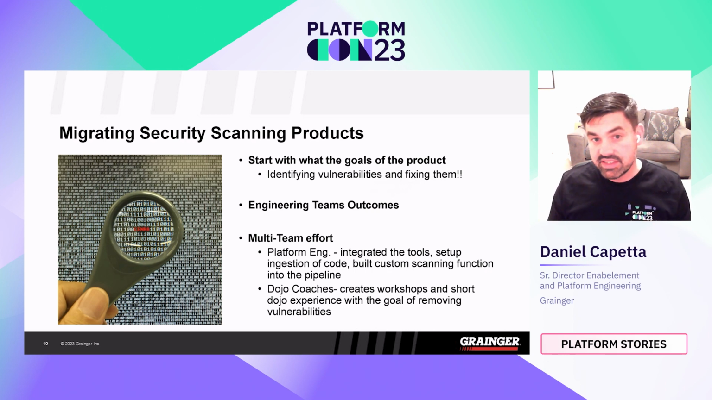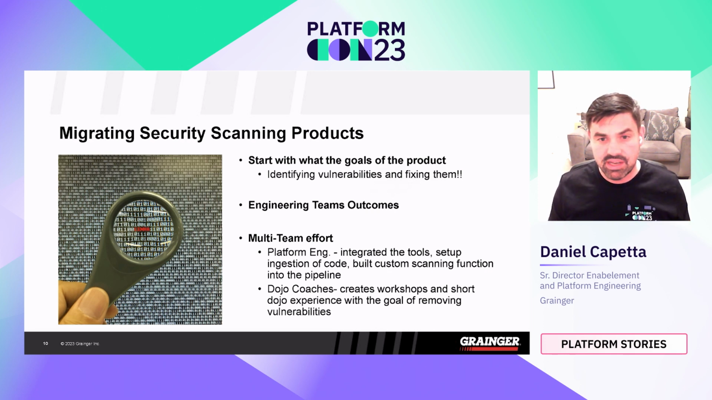In order to do that, in this case, we wanted to focus on the idea that the goal here is to quickly identify and fix vulnerabilities. It's not just to get onto the product, but it's to fix vulnerabilities and make it part of the way we work. That engineering team's outcome is: I understand the security posture of my application, I get good actionable feedback, and I'm able to execute on that actionable feedback quickly and as part of my daily work.